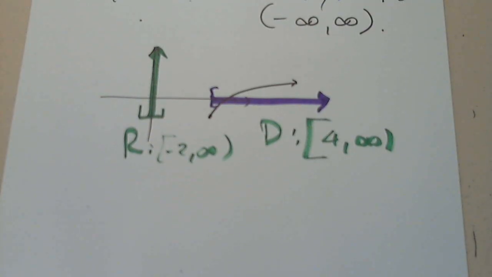So draw the graph of a relation whose domain is a single real number, but whose range is all real numbers.